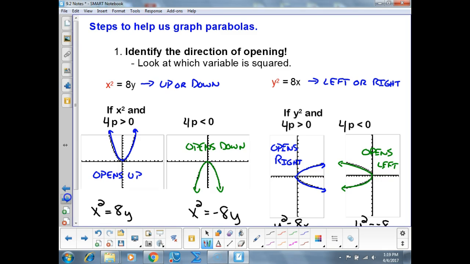Can't stress that enough. No matter what you're doing with a parabola, that's the first thing you determine, because it's got to open one of those four ways. I am not mean and going to give you a parabola that opens up and to the right, because those are just nasty. They're doable, but they're nasty.